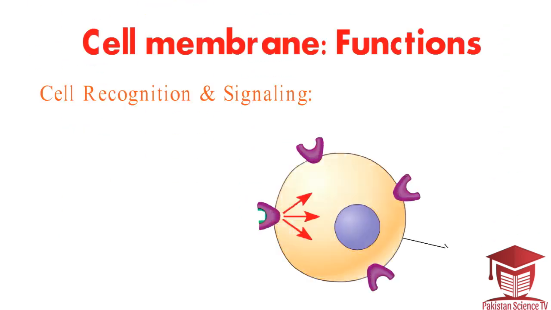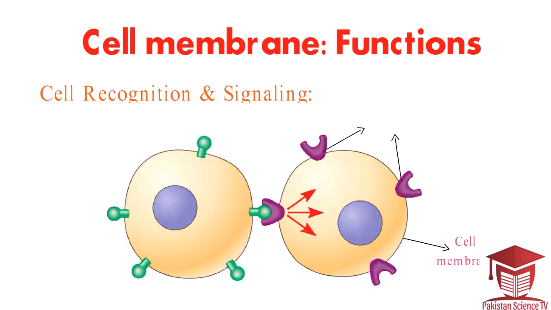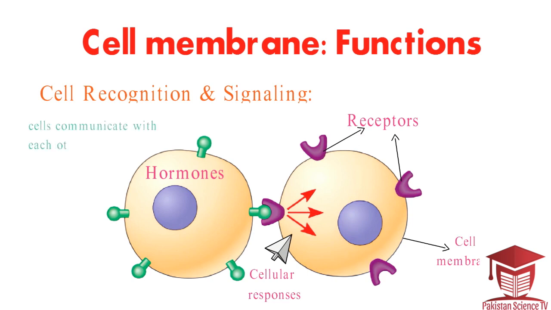The cell membrane is like a communication hub. Receptor proteins on the surface recognize specific molecules, like hormones, and trigger cellular responses. This is how cells communicate with each other and their environment, ensuring proper coordination.